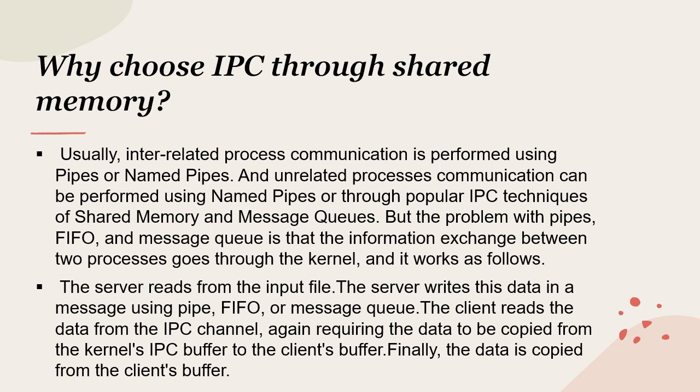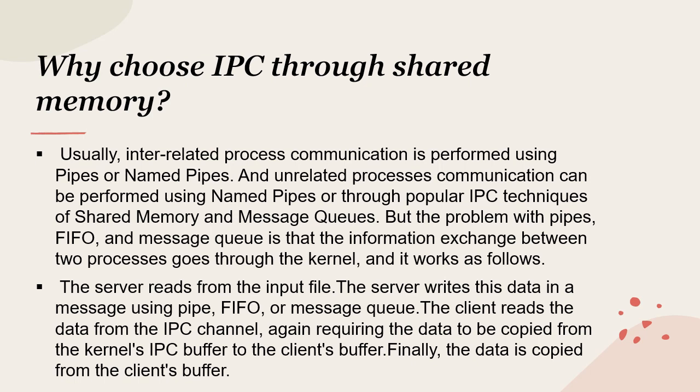This slide is all about why to choose IPC through shared memory. Coming to the first point, usually interrelated process communication is performed using pipes or named pipes, and unrelated process communication can be performed using named pipes or through popular IPC techniques of shared memory and message queues. But the problem with pipes, FIFO, and message queue is that the information exchange between the two processes goes through the kernel, and it works as follows.